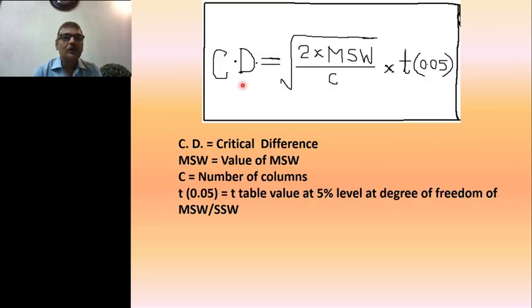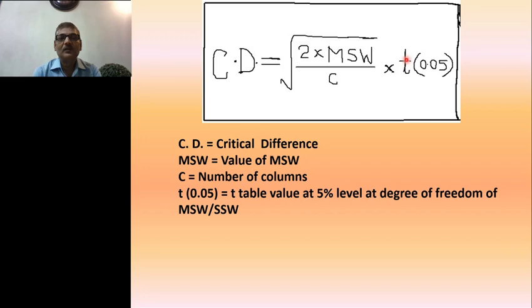Now, manually, this can also be performed by using a formula, that is CD. CD stands for critical difference, that is equal to square root 2 into the value MSW, whatever MSW you have, divided by number of columns, that is C, into T value, that is from the student T test table that is used for this purpose, and whatever value is given at 5% level at the degree of freedom of SSW or MSW, that value will be written over here.